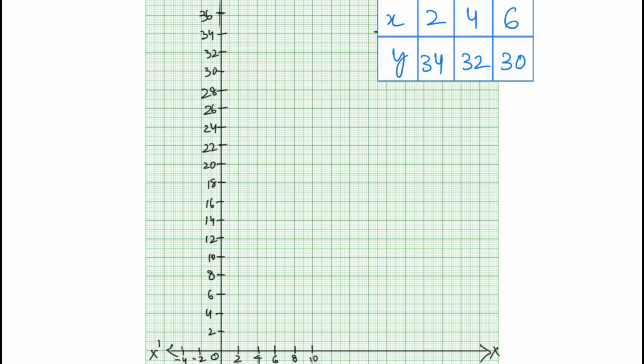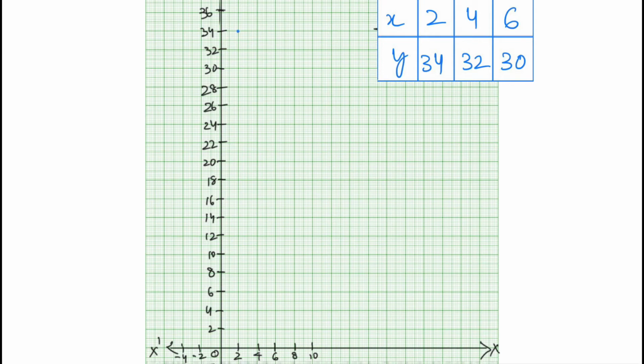So let's mark the points for the first line now. The first coordinate for the first line is 2 and 34. This is the point. Then 4 and 32. Then 6 and 30. These are the 3 points. Now let's join them.